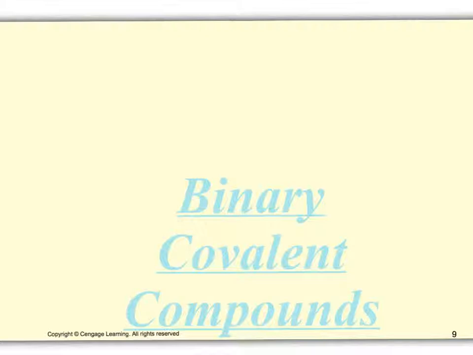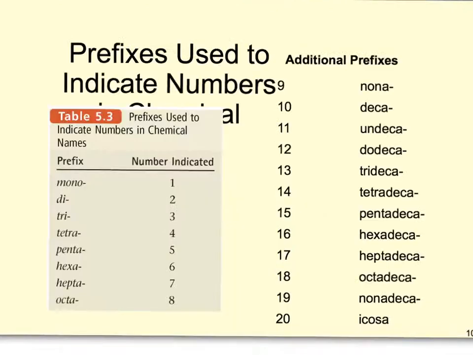Binary covalent compounds are going to be those compounds that are made up of two elements, both being nonmetals. Now, binary covalent compounds will have a different set of rules for naming versus our binary ionic compounds. Now, our binary covalent compounds are going to be using the prefixes that are listed on this page. I have listed prefixes up through 20. Realistically, most of your examples will only go up through 10, but we will be using these on our upcoming examples.